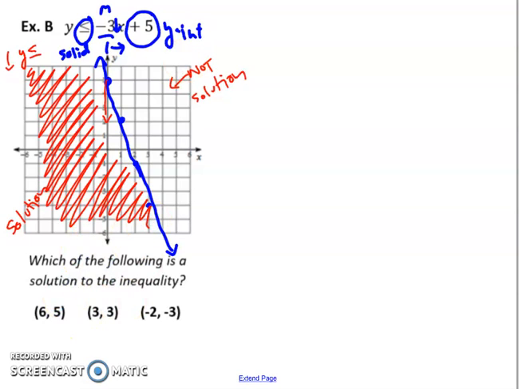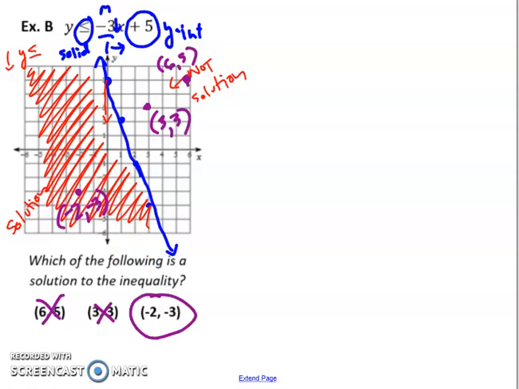Okay, and now let's see which of these points are actually in our solution. So we have 6, 5. So I go to 6, I go up to 5. That is not part of the solution. I go 3, up 3. Not a solution. And then I have -2, -3. Yay, that is in our solution.